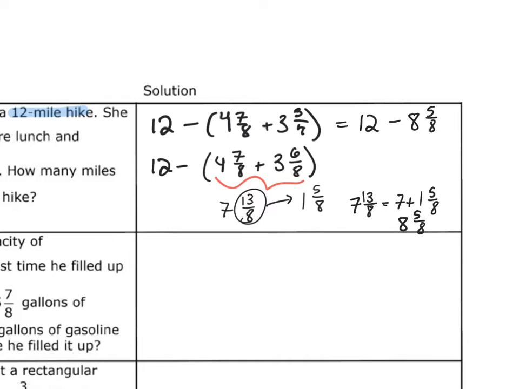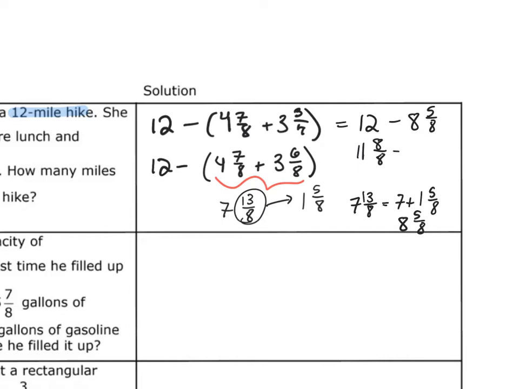So let's talk about subtracting 8 5/8 from 12. Well, I can rewrite 12 as 11 8/8 because that's like 11 plus 1. 11 is 11 and 8/8 is 1. When you put them together, you get 12. So these mean the same thing.